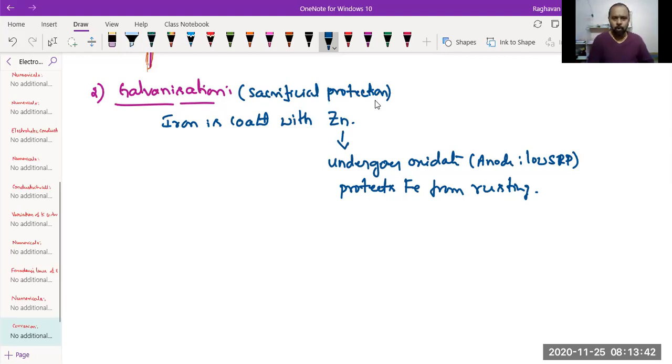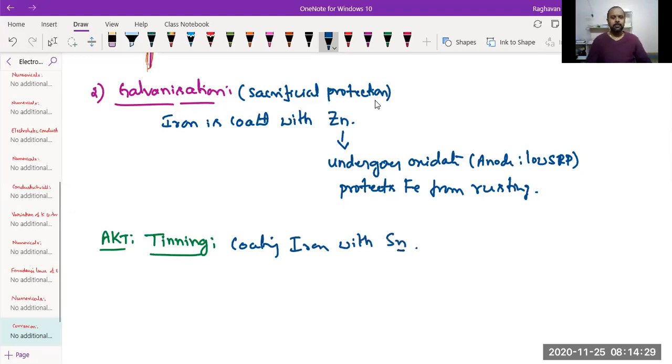Now, one note here for you, which I have given you in your material as well. Also know that, instead of zinc, there are methods like tinning. Not thinning, tinning. Okay. So what is tinning? That means coating iron with tin. Okay. There is a difference between this galvanization and tinning.